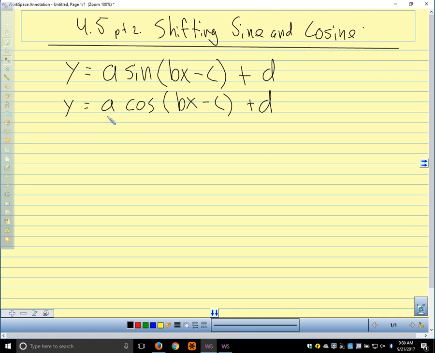All right, so we already know that A changes our amplitude, our vertical stretch. B changes our period, so that gives us a horizontal stretch or compression. And I'm going to hold off on this one for just a second. What does D do if we add something outside like that? Vertical shift, right? D gives a vertical shift.